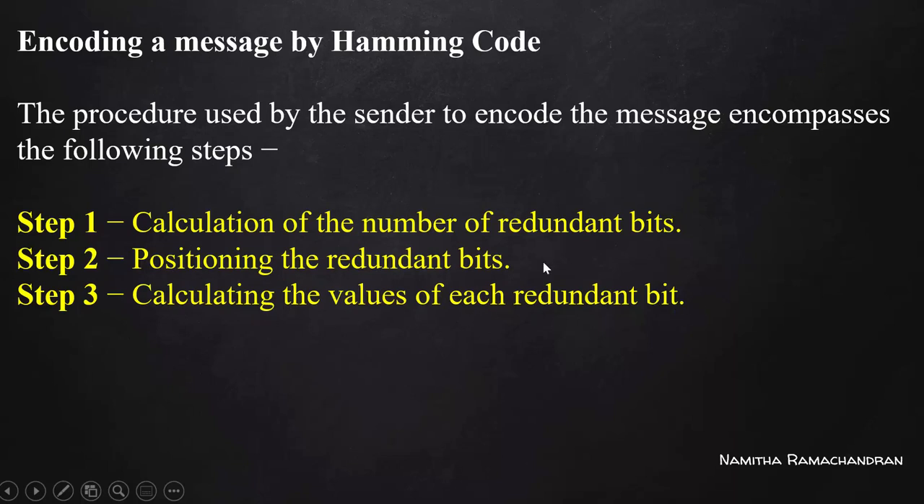Before transmitting data in this scheme, we need to identify how many redundant bits are needed for the proper working of the system. After deriving the number of redundant bits required, we need to fix the position of each and every redundant bit. After that, we need to calculate the value of each and every redundant bit. This procedure becomes clearer with an example.